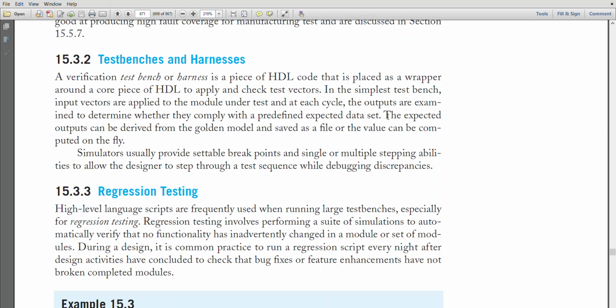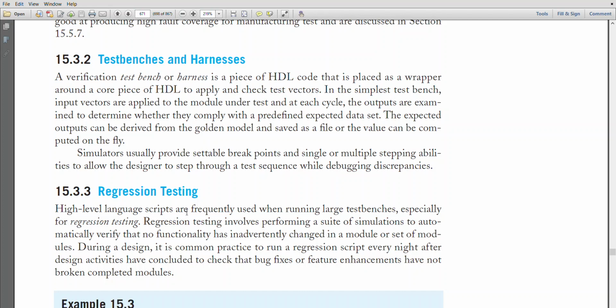You design an adder in case of VHDL, and you test whether at 1 microsecond addition is done correctly or not, at 2 microseconds addition is done correctly or not, at 3 microseconds addition is done correctly or not, or whether you are getting the correct carry or the correct sum output. Okay, this is how you test. Simulators usually provide settable breakpoints and single and multiple stepping ability to allow the designer to step through a test sequence while debugging discrepancies.